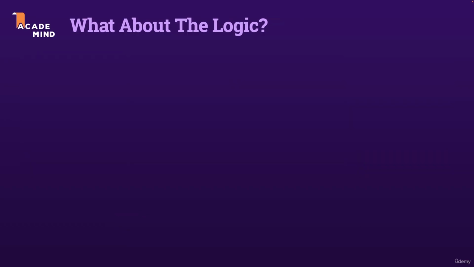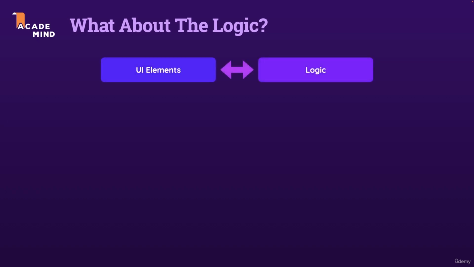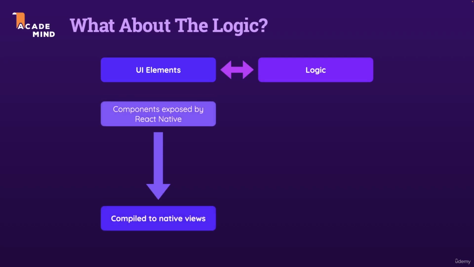But what about the logic? I mentioned that those views, the JSX elements, are compiled to their native equivalents. But what about the JavaScript code you write outside of JSX? What about all these functions, if statements, state management? What about that? Well, unlike the UI elements, the logic is not compiled. The UI elements, which are those components exposed by React Native, are compiled as you learned.